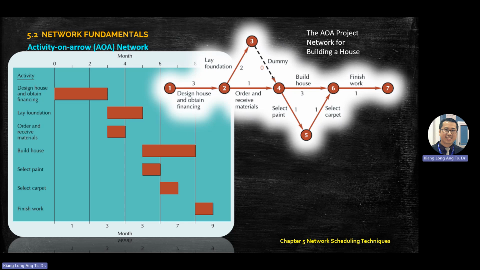So for example, the first one, design house and obtain financing is the first activity. And the network name is activity on the arrow. So you can write design houses on the top or below, doesn't matter. And then the number on the arrow is the time that it needs. For example, design houses and obtain financing is 3 months. So you write 3 on the arrow. The sequence can flip, doesn't matter here. You can write 3 below, yes.